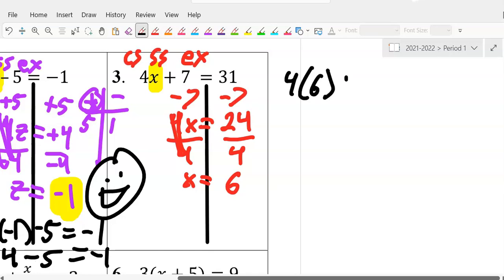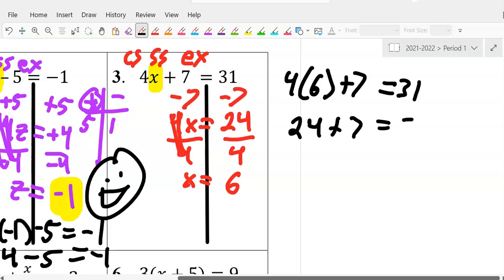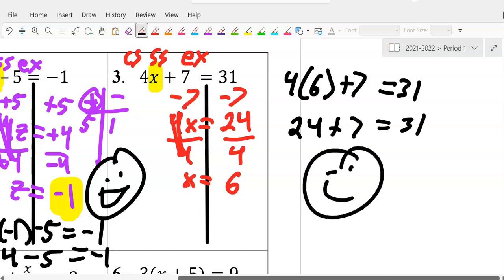So 4 times 6 plus 7. That should equal 31. What's 4 times 6, everyone? 24. 24 plus 7, 31. Yes! Woo! Okay, next one.